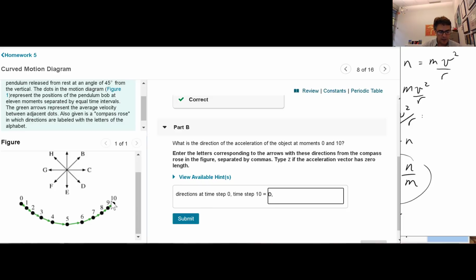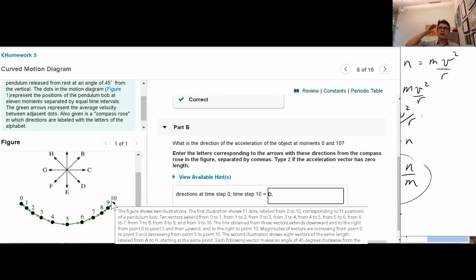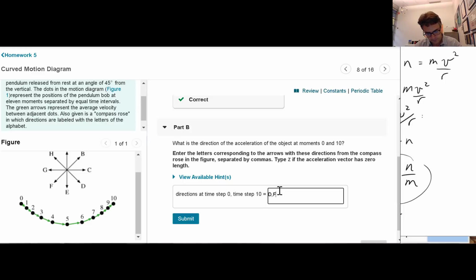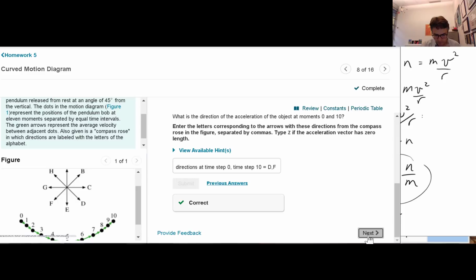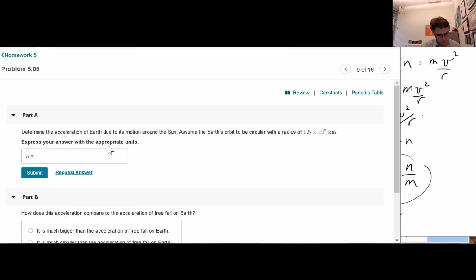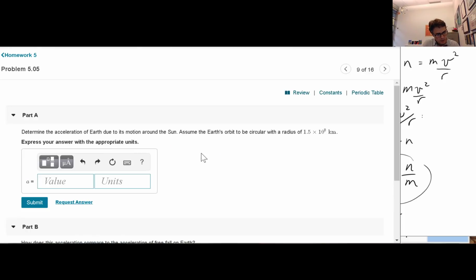And then, similarly, at point 10, it'll stop. And so v squared over r, that radial acceleration, will be 0. But it's been slowing down, so it's going to be decelerating. The velocity is up, or was up. It's decelerating, so it is going to be f. Makes sense? It's a tricky one.